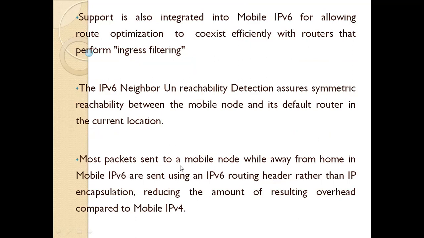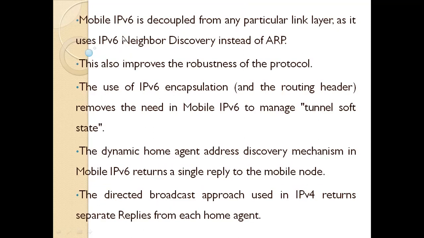Most packets sent to a mobile node while away from home in mobile IPv6 are sent using an IPv6 routing header rather than IP encapsulation, reducing the amount of resulting overhead compared to mobile IPv4. Mobile IPv6 is decoupled from any particular link layer, as it uses IPv6 neighbor discovery instead of ARP. This also improves the robustness of the protocol, and the use of IPv6 encapsulation removes the need in mobile IPv6 to manage tunnel soft state.